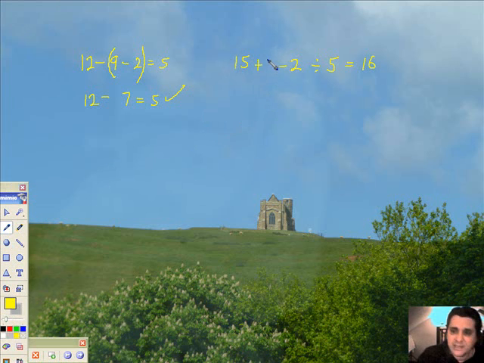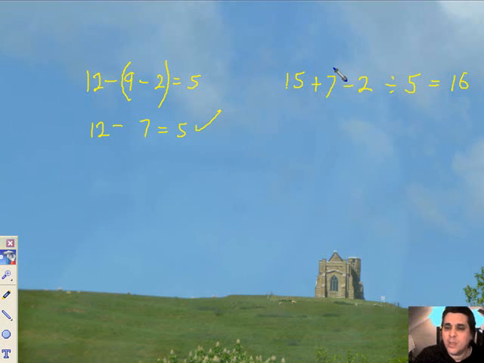Let's write it back in. Again, we're just trying it out. What if I put that just there? Here I go. So 15 can stand alone. I've got to work out my bracket. 7 take away 2 is 5. Put a plus there because it says so. And I've got my divide by 5 waiting for me.